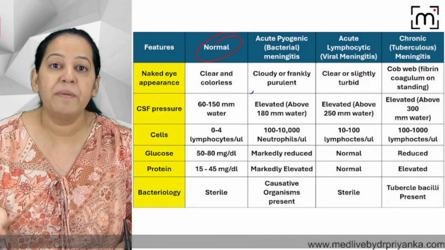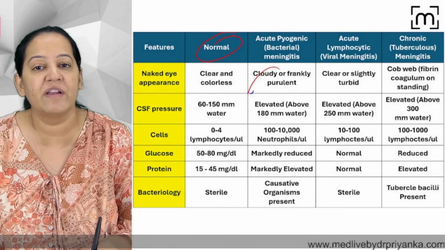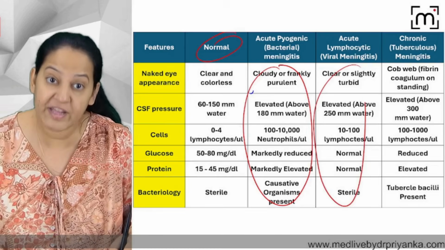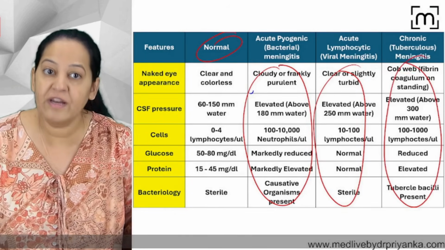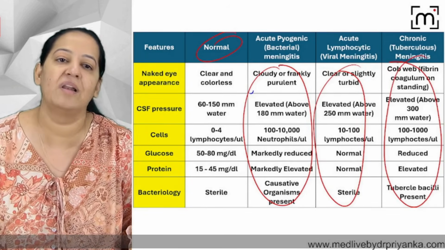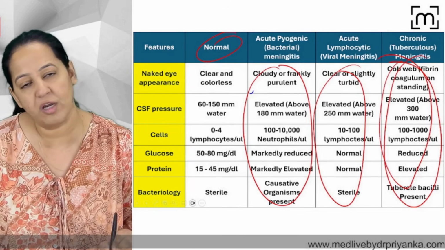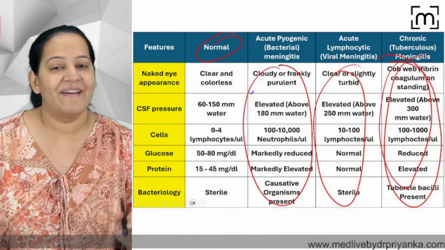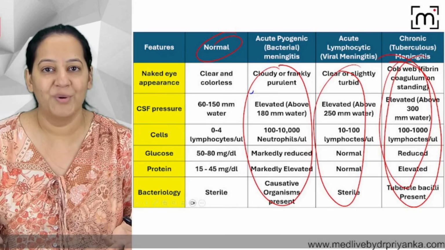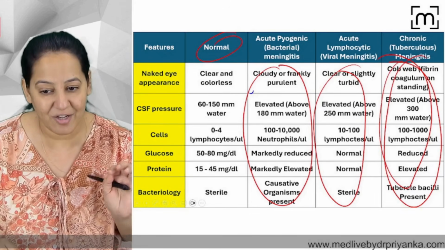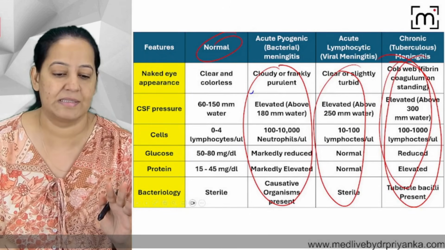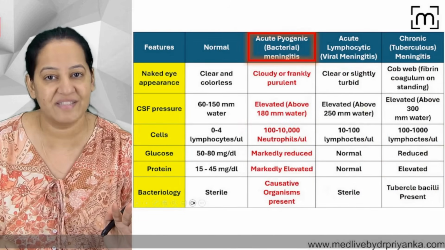Because treatment is different. Please see, if it is bacterial, you will give antibiotics. If it is viral, you will give antivirals. If it is tubercular, you will give DOTS. And if it is fungal, I mean if it's cryptococcal, you will give antifungals. Treatment is entirely different; you cannot treat them all the same. That's why CSF tapping is of utmost importance for diagnosis and differentiating which type of meningitis it is.